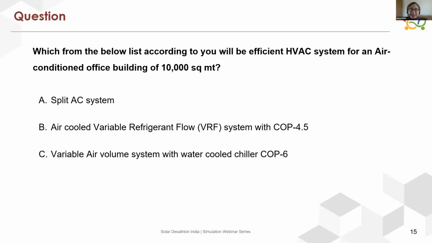I would like to repeat myself. Split AC systems are decentralized systems, one outdoor, one indoor, while VRF and VAVs are centralized systems. And COP means coefficient of performance. Also, there's a note here: different HVAC system types are covered in the mechanical HVAC and low energy cooling SLMs. So I would request students to go through those in detail before starting the energy modeling of different HVAC types.